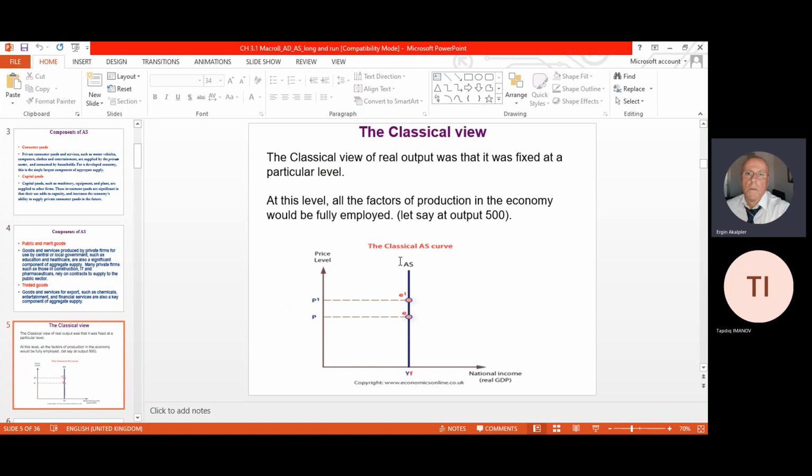The aggregate supply, as I mentioned to you, is a vertical line. As you see here, in the classical view, suppose real output is fixed at a particular level, therefore it is not affected by the price changes. The price level changes, but output is fixed. At this level, all the factors of production in the economy will be fully employed, supposed to be.